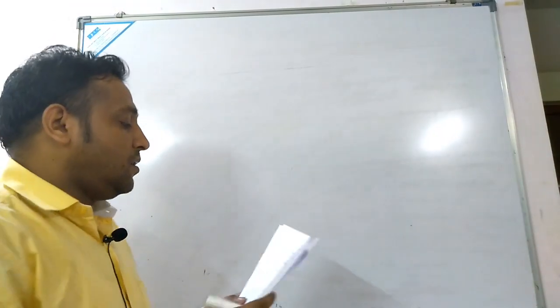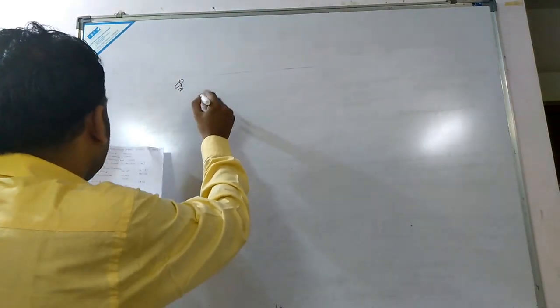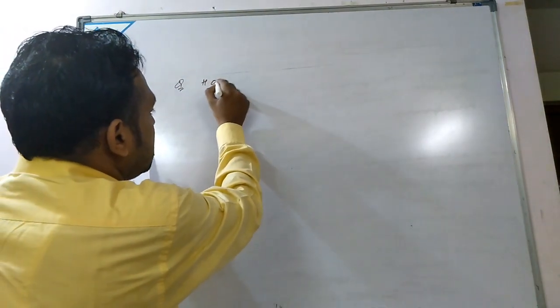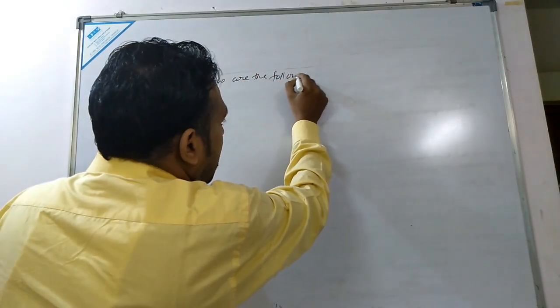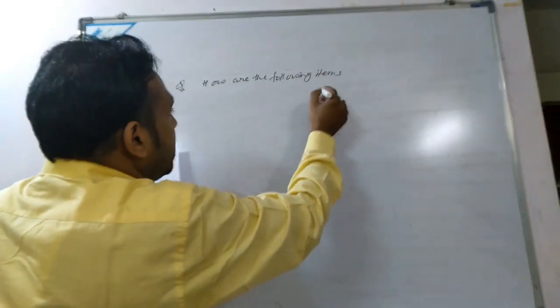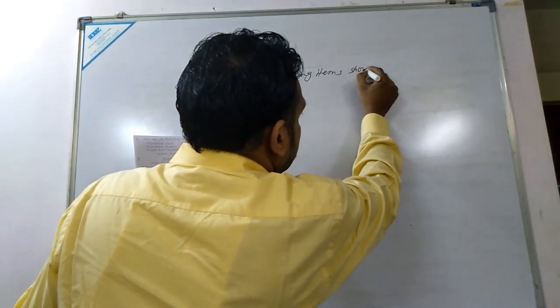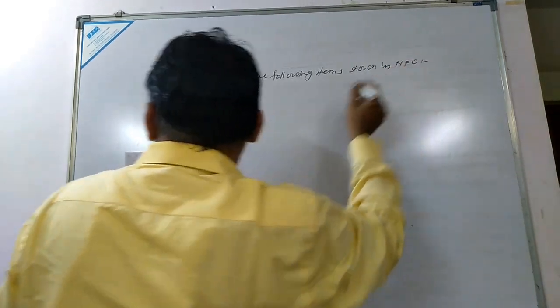So first of all, fund-based accounting. Suppose a question is given: how are the following items shown in an NPO, that is, a non-profit organization?